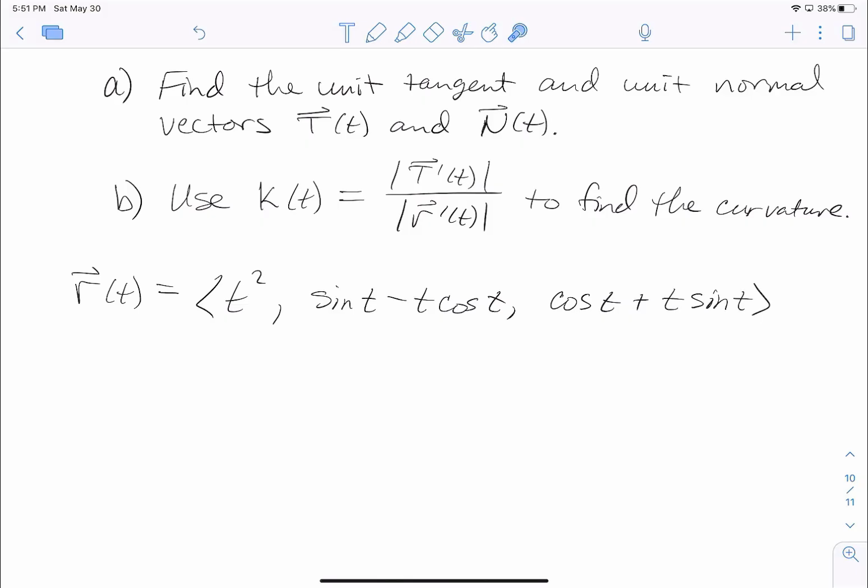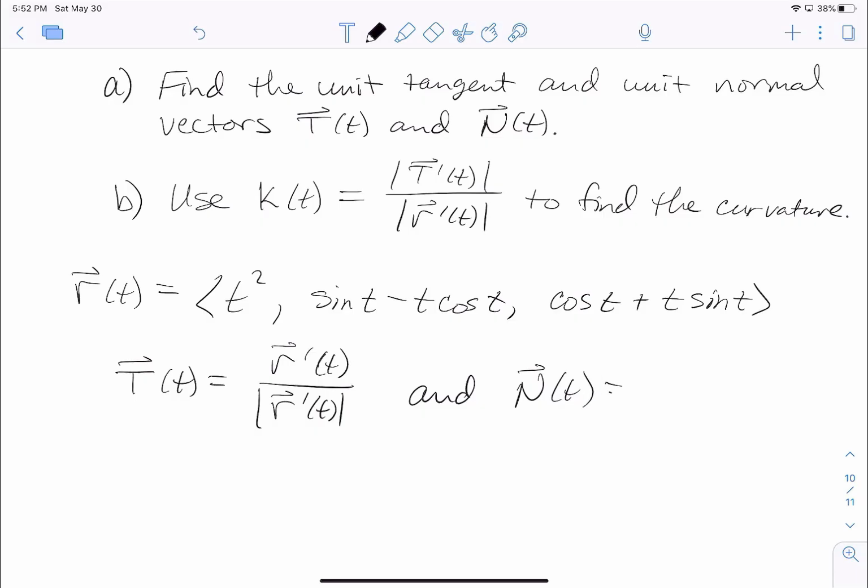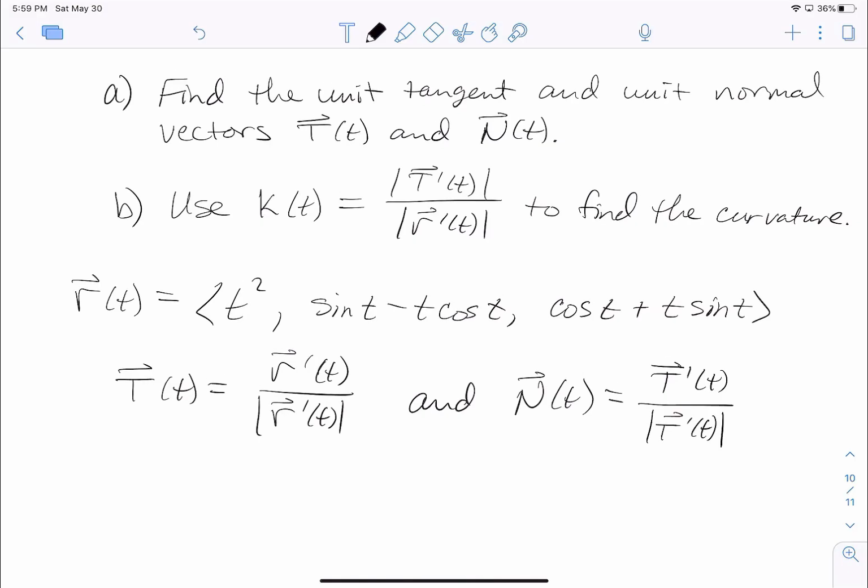After we do that, we're going to use the formula κ(t) equals the magnitude of T'(t) divided by the magnitude of r'(t) to find the curvature. We'll recall that T(t) is equal to r'(t) divided by the magnitude of r'(t), and N(t) is equal to T'(t) divided by the magnitude of T'(t). I forgot to mention that for our curve, t is greater than or equal to 0.